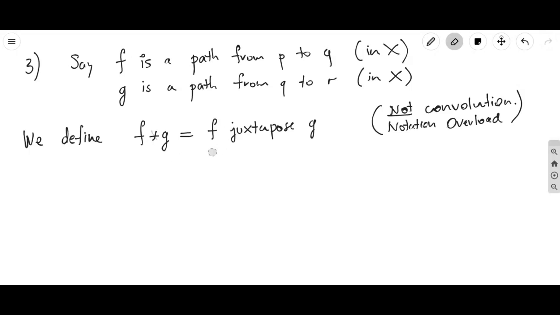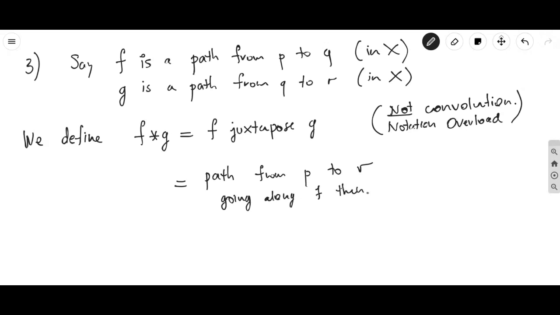So this is the juxtaposition symbol. Here, obviously, convolution will make absolutely no sense. Convolution is an idea in analysis, has something to do with integrating functions, taking averages, things that make absolutely no sense here. So here, this will just mean juxtaposition. So what does this mean? This just means it's the path from P to R going along F and then G.